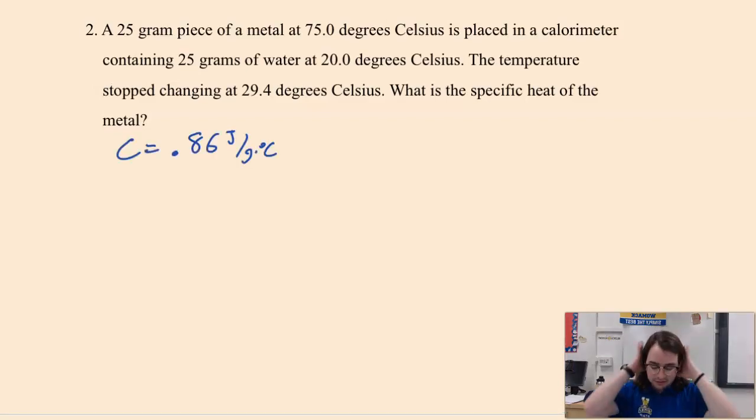Okay, so hopefully this is what you got. I got 0.86 joules per gram degrees Celsius. Now, again, I'm not going to show the work for this because I trust you to be able to knock it out. If you're having any problems, make sure you bring it to me and we'll work through this together.